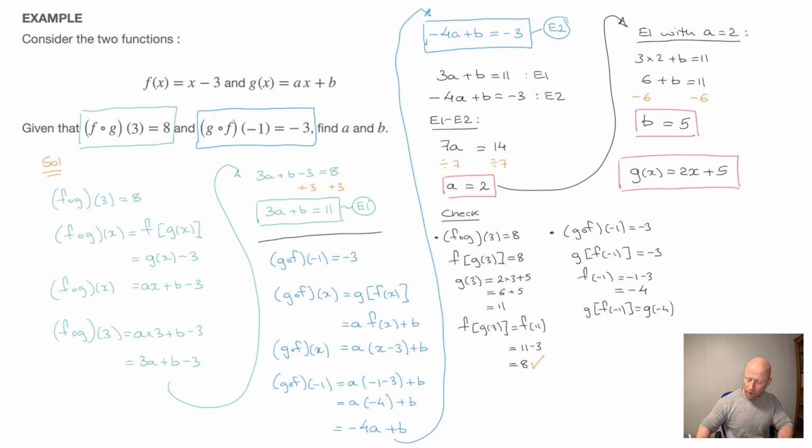And so using the fact that we found that g of x equals 2x plus 5, g of negative 4 will be 2 times negative 4 plus 5. We're nearly there. 2 times negative 4 is equal to negative 8. So this becomes negative 8 plus 5. And finally, since negative 8 plus 5 is equal to negative 3, we can state that g of f of negative 1 is equal to negative 3. And once more, that corresponds to what was given to us in the question. So that's correct as well.